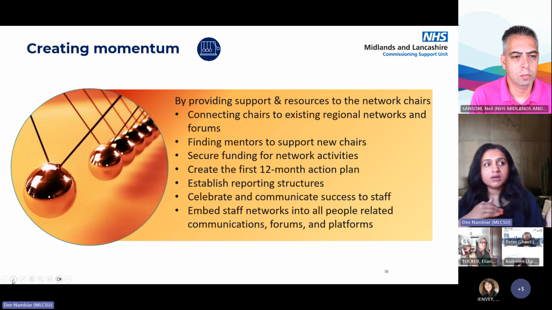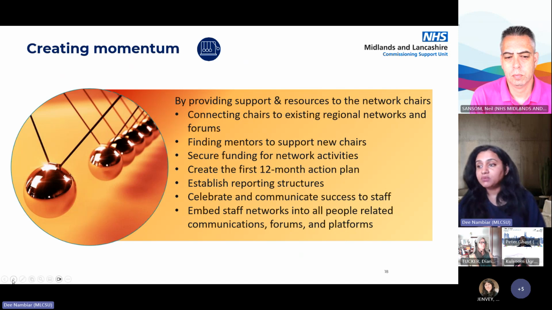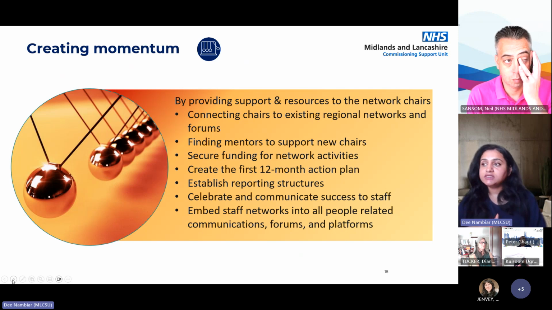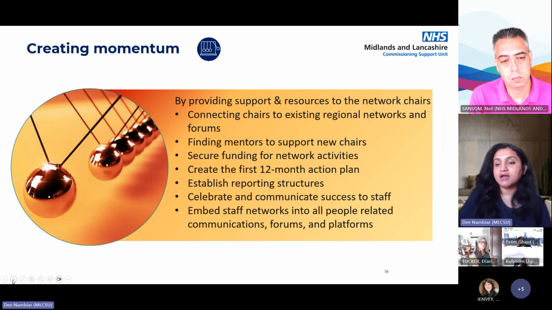We also established, or are in the process of establishing, reporting structures, governance structures, so staff networks have official voices. We also found budgets that could support the network. And we also started creating informal, softer influence.